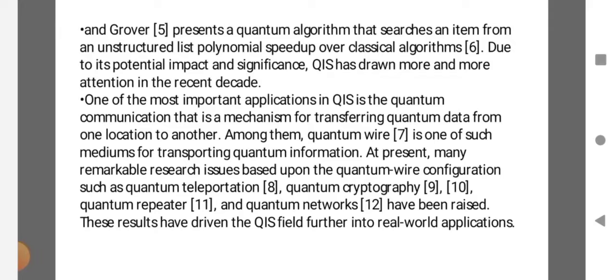One of the most important applications in QIS is quantum communication, that is a mechanism for transferring quantum data from one location to another. Among them, quantum wire is one of the media for transporting quantum information. At present, many remarkable research issues based upon the quantum wire configuration, such as quantum teleportation, quantum cryptography, quantum repeater, and quantum networks, have been raised. These results have driven the QIS field further into real world applications.